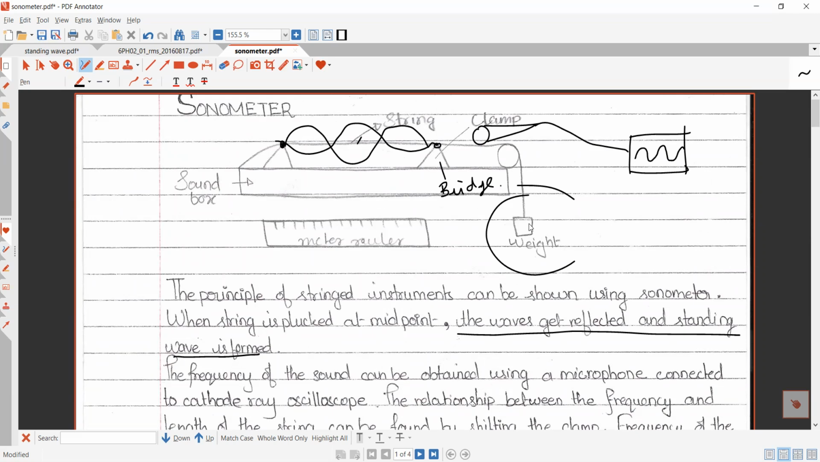So what you can do is hang weight after weight, and each time you pluck it, you see the changes in frequency in your oscilloscope. Then you can make a table, one column tension and another frequency. Then you can draw a graph. Understood? Now let me say these things in detail.